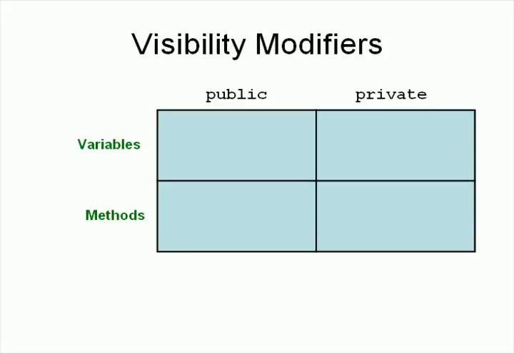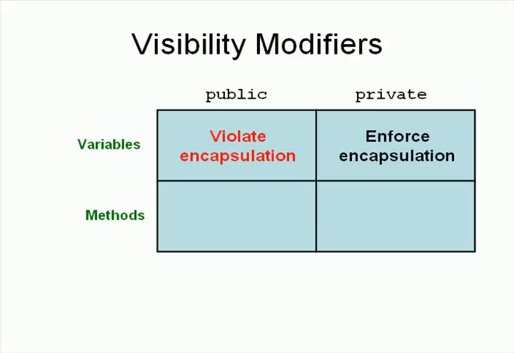For the public and private visibility modifiers: for variables, you wouldn't want your variables to be public because that violates the principle of encapsulation or data hiding. So generally we make our variables private. Methods, on the other hand, can be public or private.